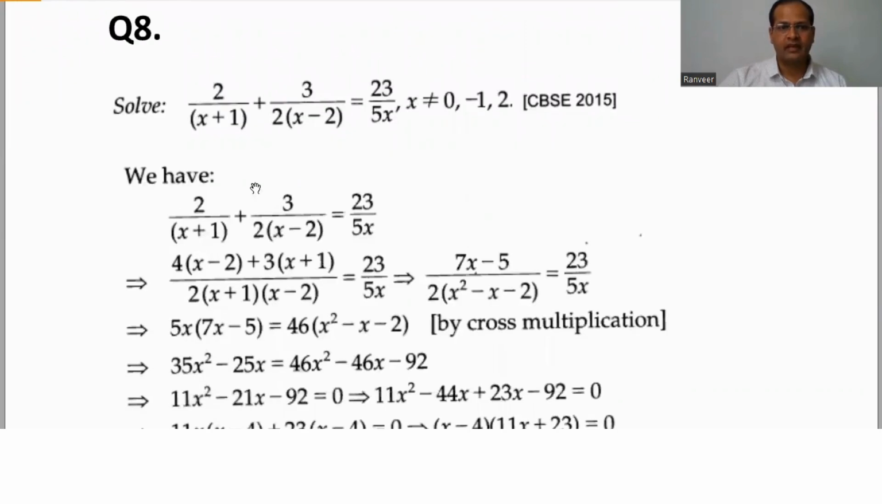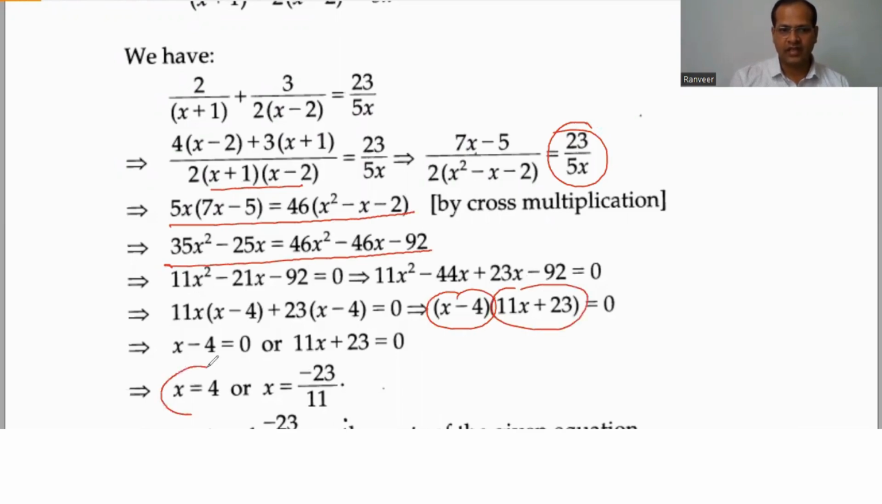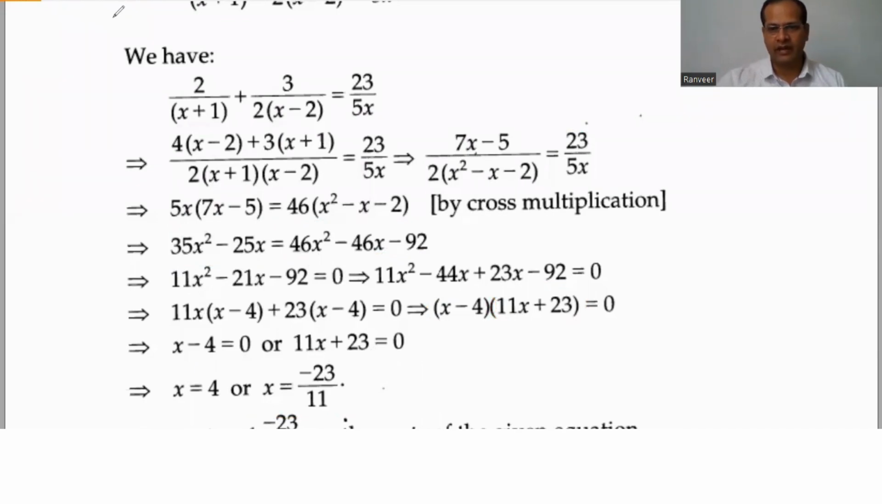Now question 8, 2 by x plus 1, x minus 2. There is no pattern, so just straightforwardly take the LCM. By taking the LCM here and solving this, this is the value, then cross multiplication, and we get x minus 4, 11x plus 23. So the x value is 4 and the x value is minus 20 by 3 by 11.